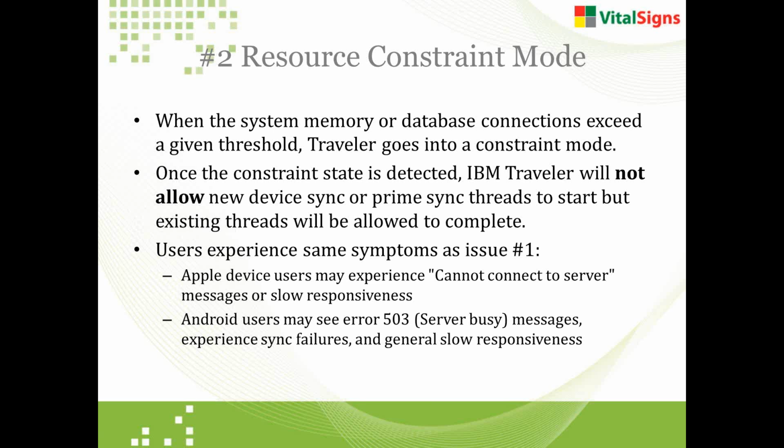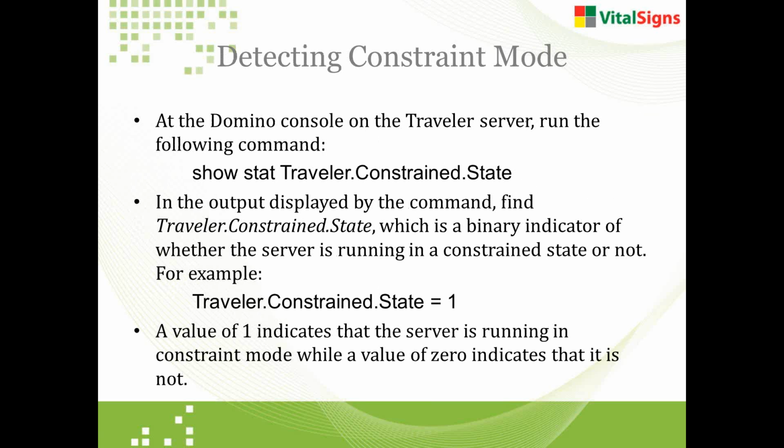So this is kind of a tricky one to diagnose sometimes, because you'll have end users that are perfectly fine and other ones that are trying to connect and they're getting a service not available error. The symptoms tend to be the same as issue number 1 of insufficient HTTP threads, but the root cause is different. It may be not that you have insufficient HTTP threads, but you have insufficient system memory or something. So constraint mode is a useful one to know about.